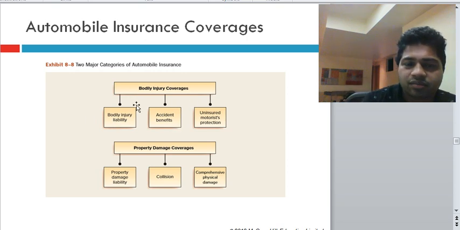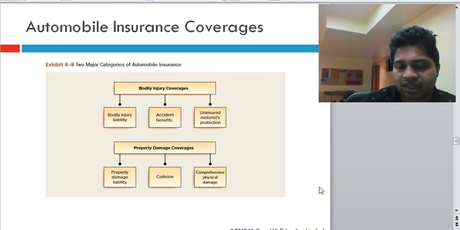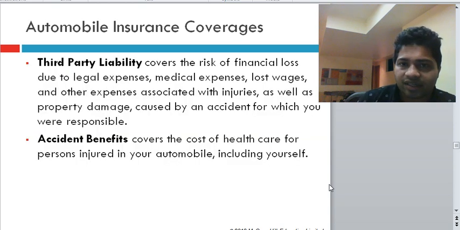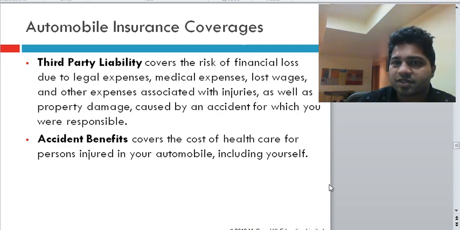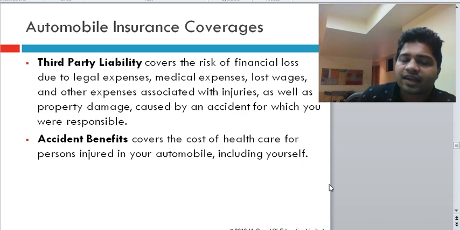Basic insurance coverage: bodily injury liability, accident benefits, uninsured motorist protection, property damage liability, collision, as well as comprehensive physical damage. Third party liability covers the risk of financial loss due to legal expenses, medical expenses, lost wages, and other expenses associated with injury, as well as property damage caused by an accident for which you were responsible. Accident benefit covers the cost of healthcare for persons injured in your automobile, including yourself.